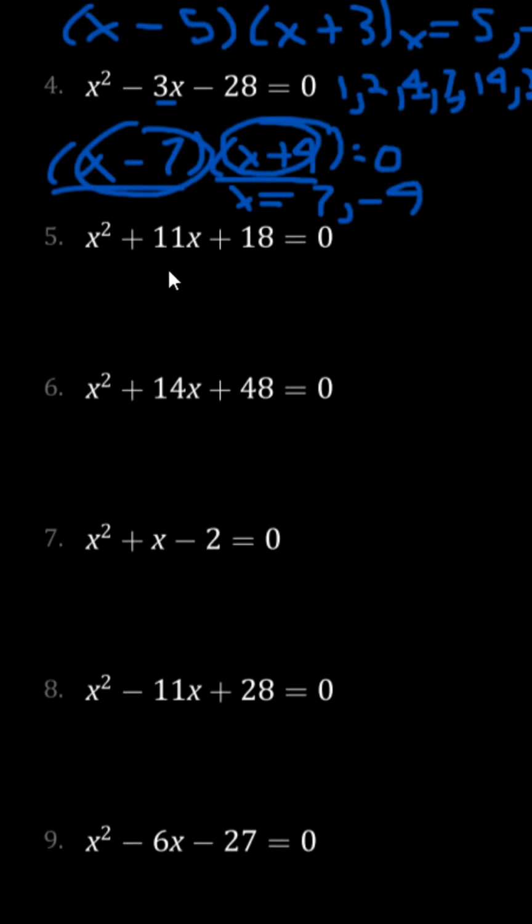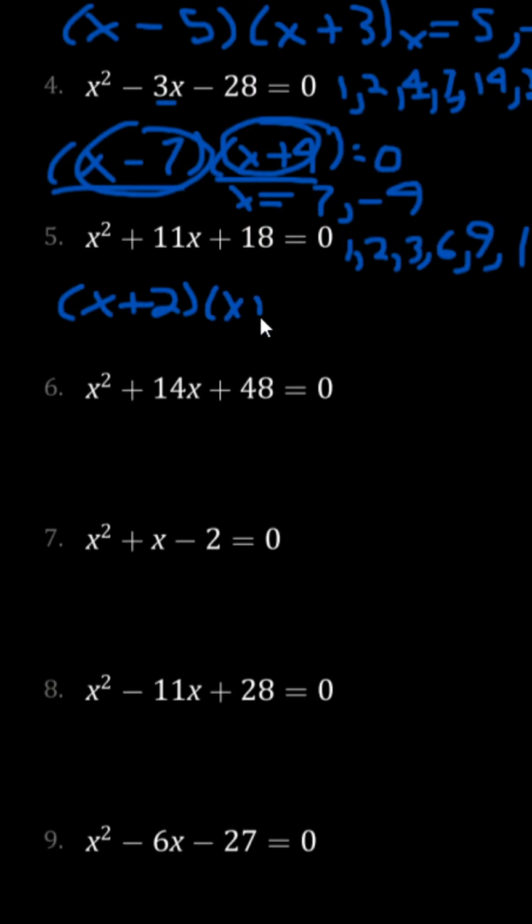Okay, x squared plus 11x plus 18, bigger number. 18 has factors of 1, 2, 3, 6, and 9. We have 11x. None of the factors on their own besides 18 add to 11x. So we're probably going to be combining two factors. 2 and 9 do add up to 11x. So we have x plus 2 and x plus 9 when that is equal to 0. What number will make x plus 2 equal to 0? Well, that's negative 2. And what number makes x plus 9 equal to 0? That is negative 9. Pretty easy, huh?